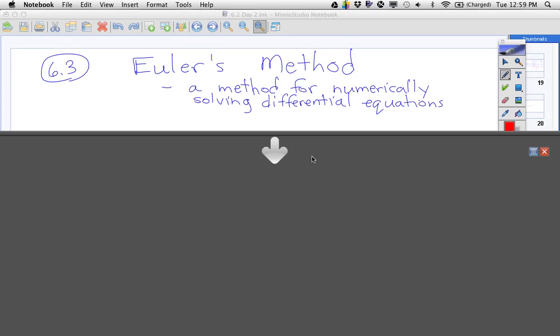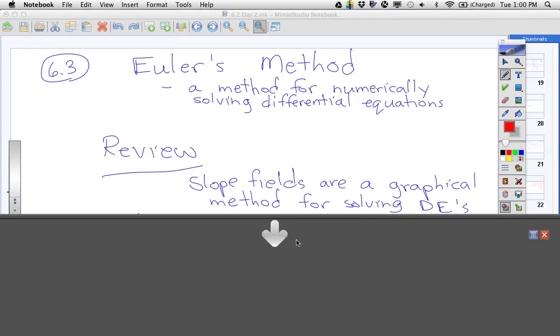An equation that has derivatives in it. What's the solution of a differential equation? The original function y. When we solve a differential equation, we're trying to find the original function y. Now, we have already talked about solving differential equations. Let's review.